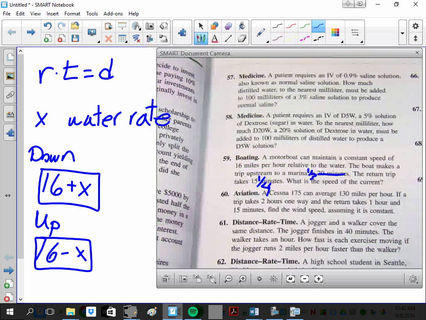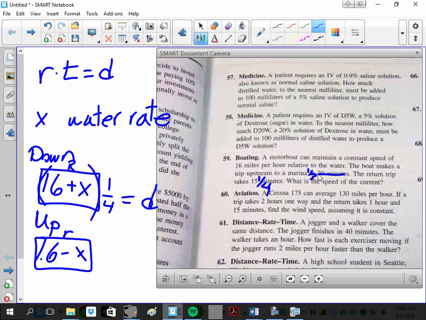Okay. Now what? So we have the formula, rate times time equals distance. So if I take the rate, this is the downriver speed, and this is the upriver speed. Downriver we travel for how long? 15 minutes, also known as 1/4 of an hour. And that equals distance. And down here, we have 16 minus x times 1/3. And that equals the distance.